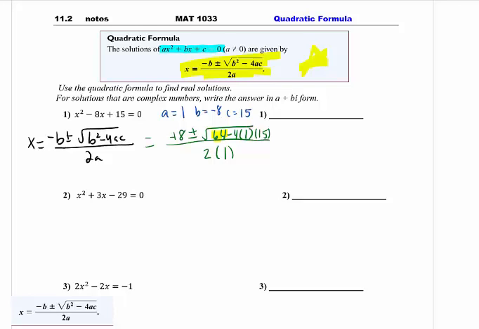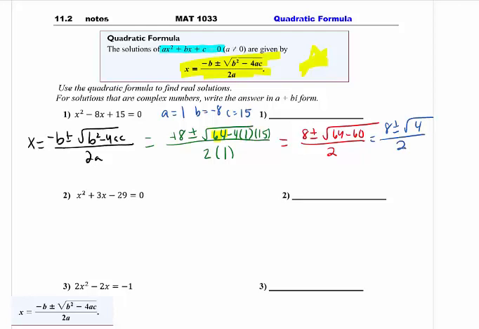Super easy to make mistakes. We need to at least see this step on your paper. If you plug everything into your calculator, it's really easy to make a mistake. So I still suggest simplifying in steps. So this is 64 minus 60 over 2. That simplifies down to the square root of 4.